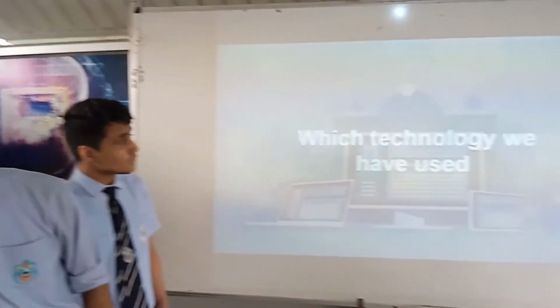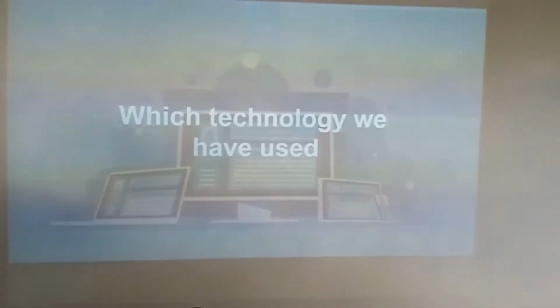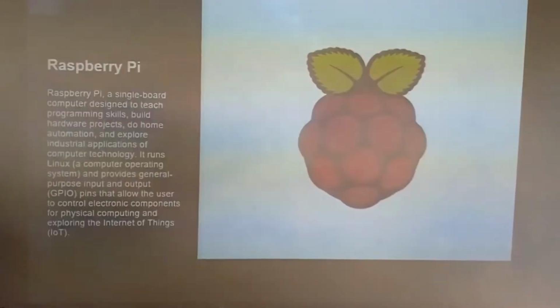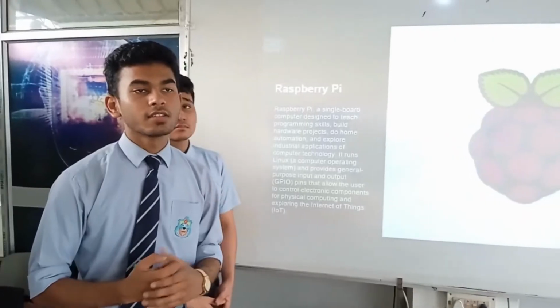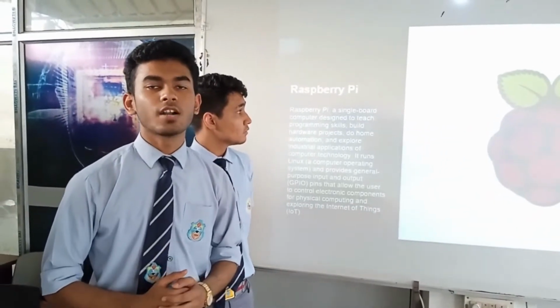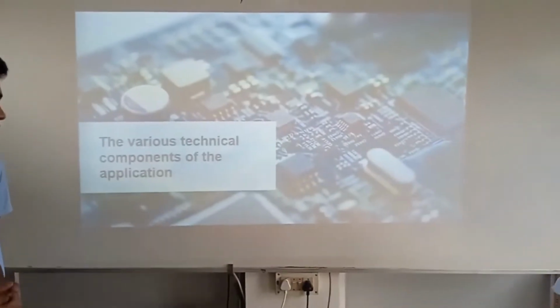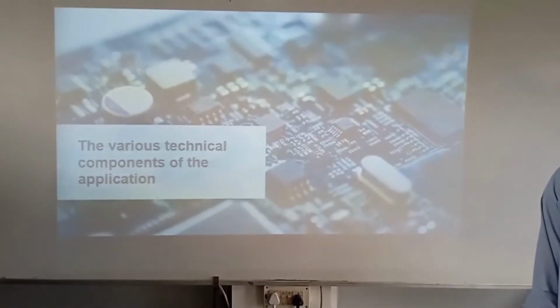Next, moving ahead, we'll explain the technologies we have used in order to create the project. First is Python. We used it to create most of the software of our code. Next is a Raspberry Pi, and this is what we have used to create most of the hardware of our code.